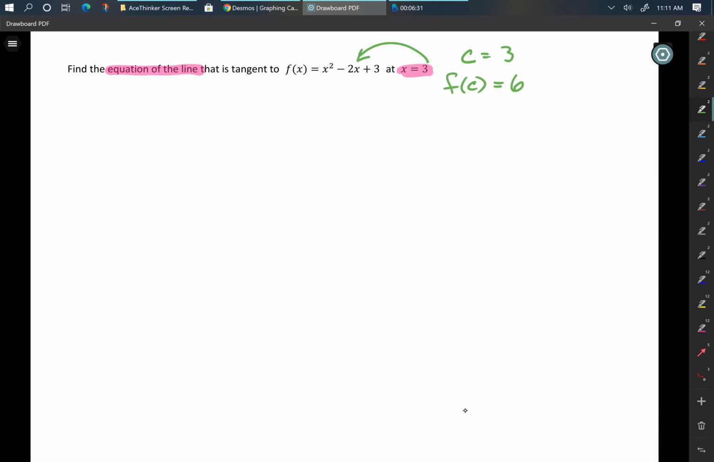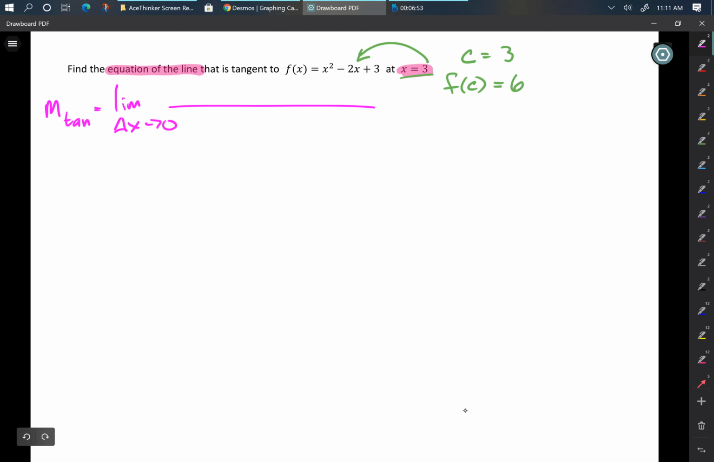Okay? So my job is to find the equation of the line that is tangent to the curve at the point 3, 6, or when x is 3. All right, again, I'm not really good at this yet. I'm still learning it. So first thing I'm going to do is write down that formula. The slope of the tangent line is the limit as delta x approaches 0 of f of c plus delta x minus f of c divided by delta x.